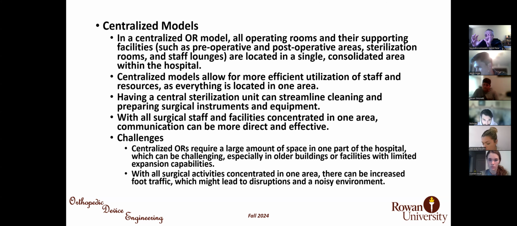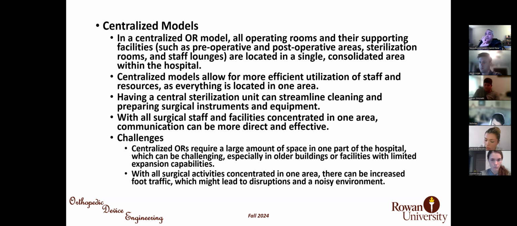In this area, everything is around these operating rooms. We have pre-operative preparation, we have a sterilizing area, we have storage rooms. They have some advantages and some disadvantages. The advantage of the centralized model is, first, the surgical teams can communicate with each other.